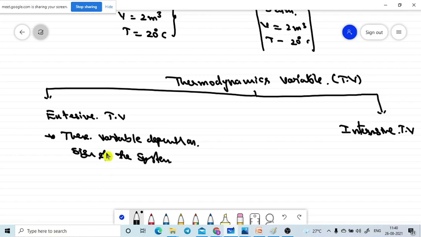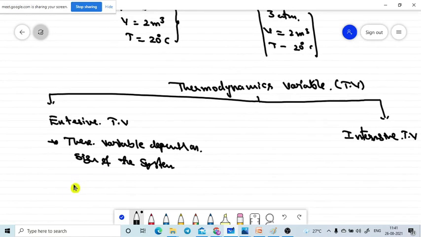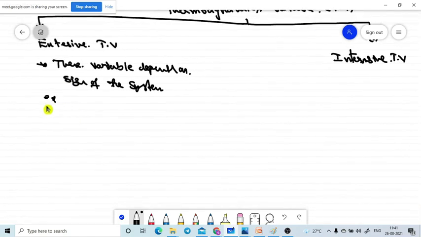Amount of substance will also come. So what I mean to say is, if the thermodynamic variables depend on the size of the system, then those variables can be called extensive thermodynamic variables. Let me take some examples of the thermodynamic variables which come into the extensive thermodynamic variables.